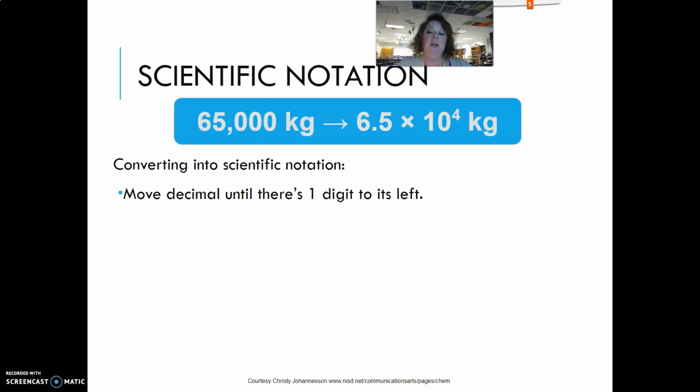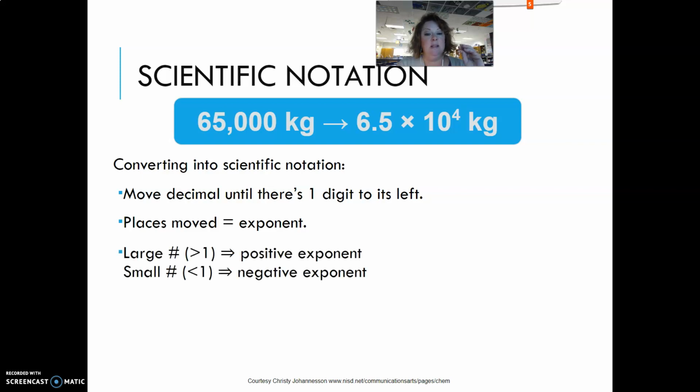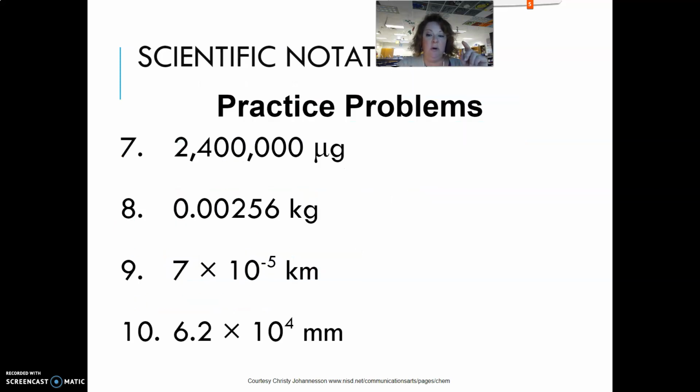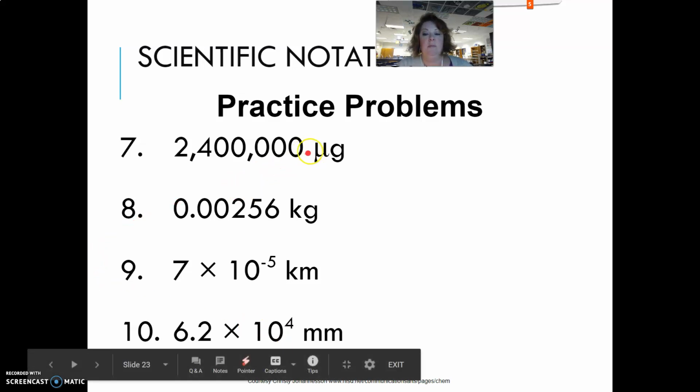So when you convert into scientific notation, you move the decimal until there is just one non-zero digit to its left. The number of places moved equals your exponent after the times 10. The sign of the exponent is going to be positive if the original number was greater than 1. It's going to be negative if the original number was less than 1. And you're only going to include significant figures, so we have to count our sig figs before. So for instance, we're going to move this decimal, the invisible decimal, till there's one non-zero digit to the right.